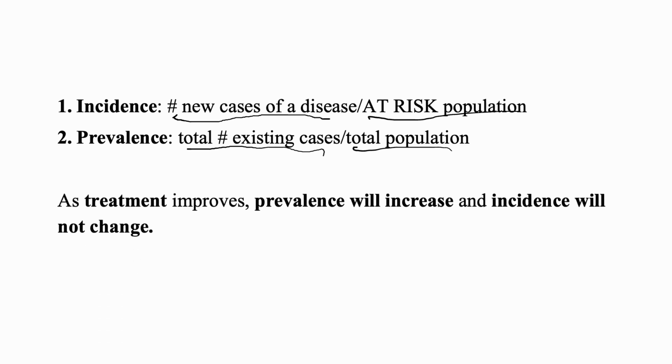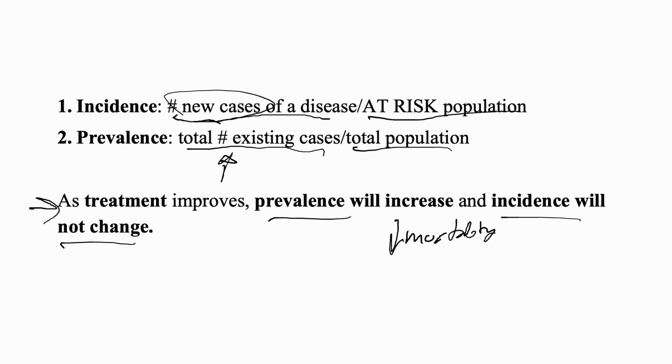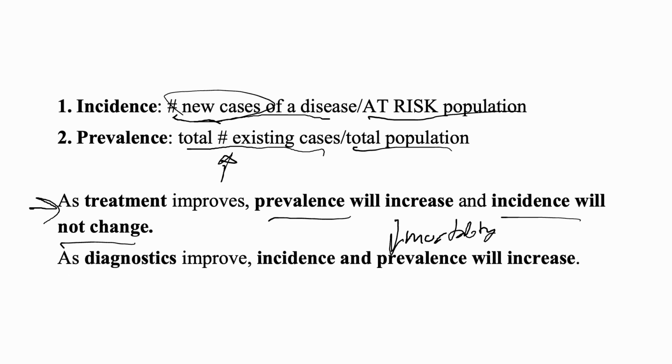Some really high yield facts to remember are that as treatment improves, prevalence will increase, but incidence will not change. That's because your treatment will reduce mortality or morbidity, so your total number of existing cases will increase, but you're not going to change the number of new cases. But as your diagnostics improve, both your incidence and prevalence will increase, because both the number of new cases and the number of existing cases will go up, assuming mortality remains the same.